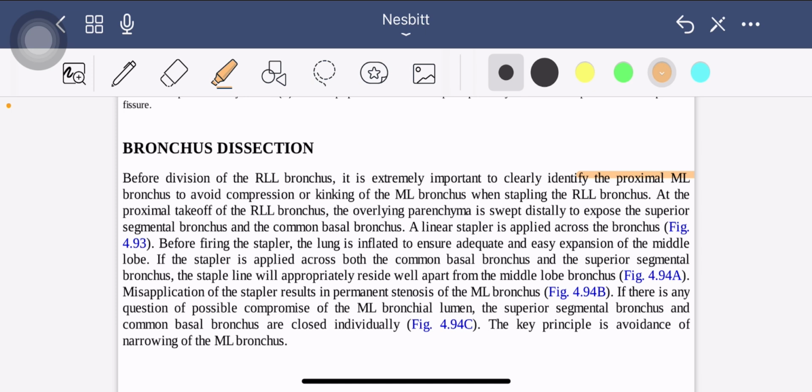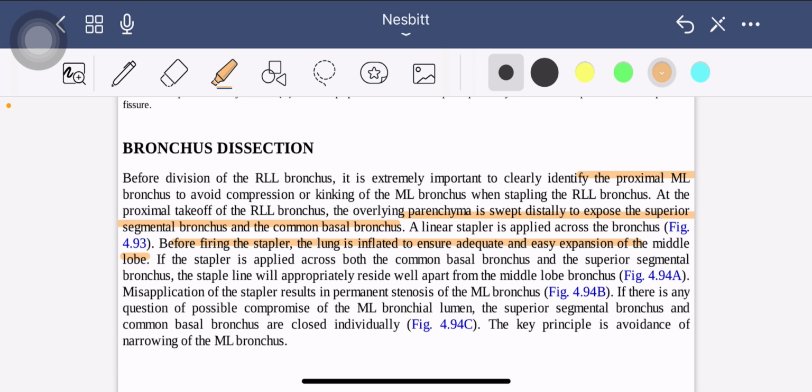For bronchus dissection, before division of the right lower lobe bronchus, it is extremely important to clearly identify the proximal middle lobe bronchus to avoid compression or kinking of the middle lobe bronchus. When stapling the right lower lobe bronchus, at the proximal takeoff, the overlying parenchyma is swept distally to expose the superior segment bronchus and the common basal bronchus. A linear stapler is applied across the bronchus.